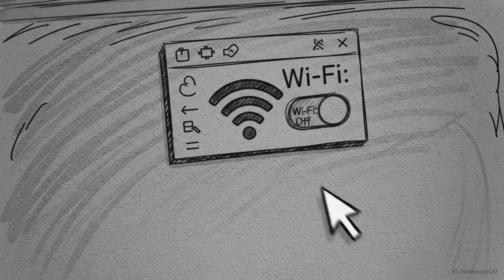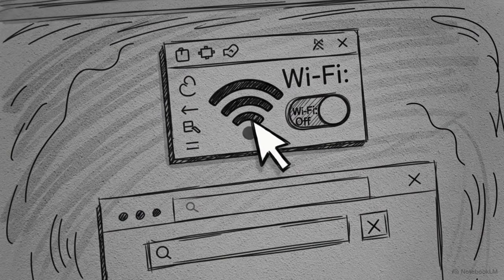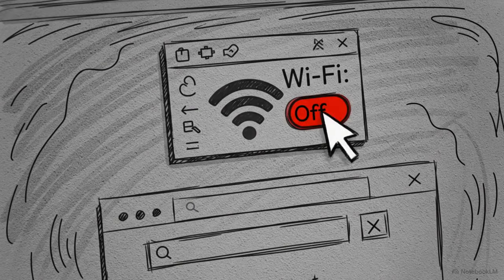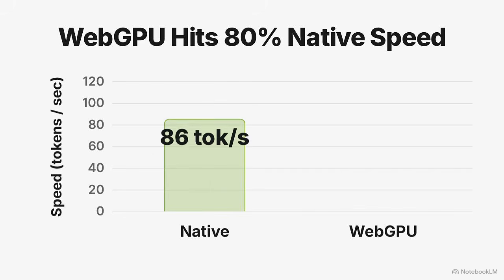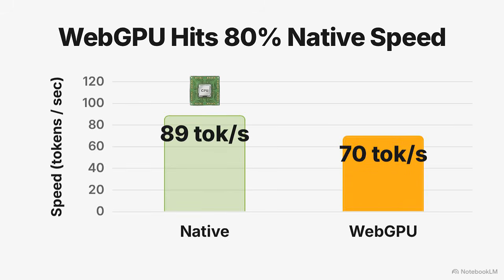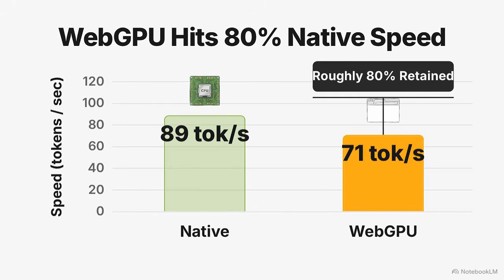For the final test, I will turn off the computer's Wi-Fi completely and ask the AI to list 3 US states. Native benchmarks for these models reach roughly 89 tokens per second, yet this WebGPU implementation consistently hits around 71. That means we're seeing roughly 80% of native speed achieved directly in a web tab.